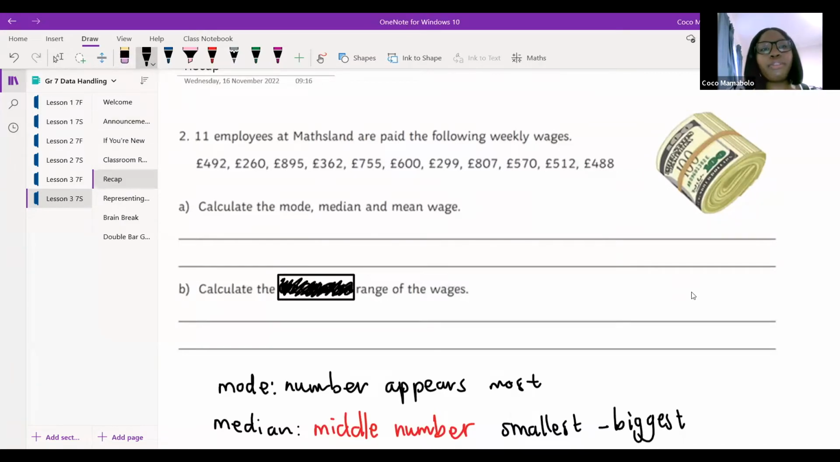We are first looking for our mode. My first question here is, do we have a mode? Pop your answer in the chat. Do we have a mode?